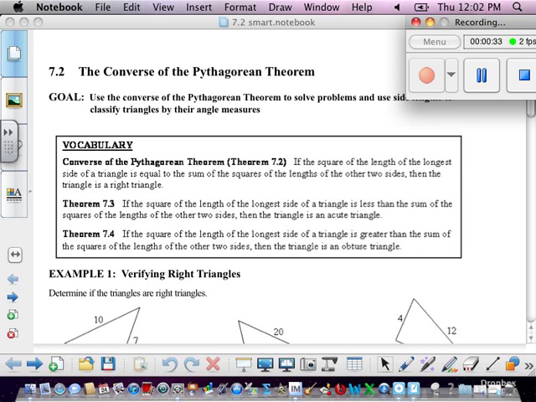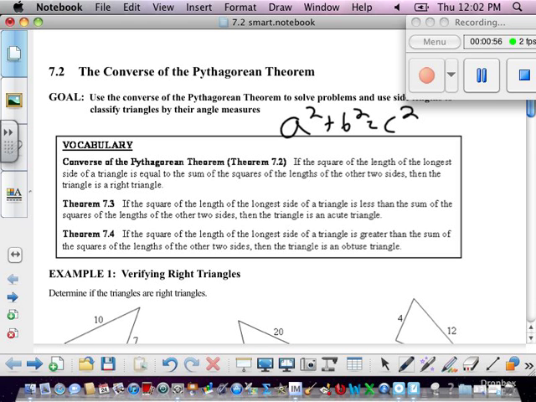Converse of the Pythagorean theorem. It sounds really fancy. All it means is if we are given 3 sides, and when I put them in, I go a squared plus b squared equals c squared. By converse of Pythagorean theorem, if that works, if a squared plus b squared equals c squared, it's a right triangle.